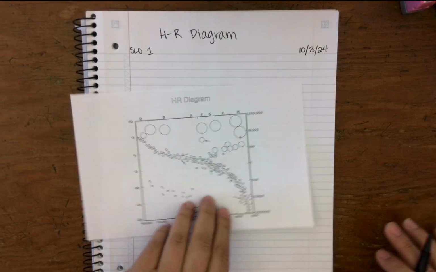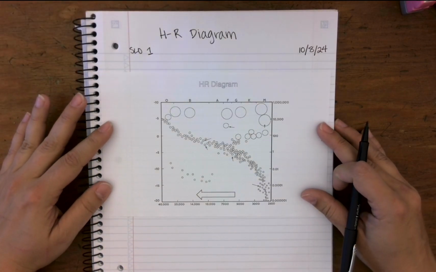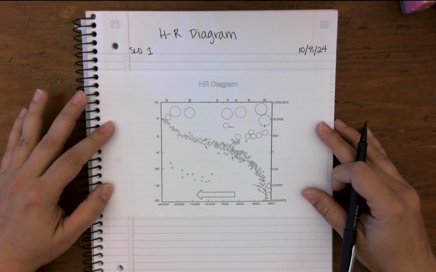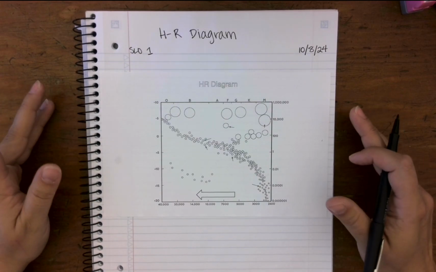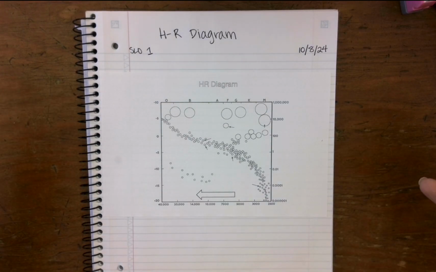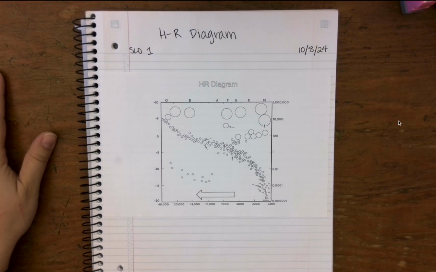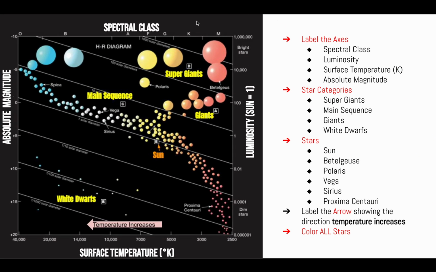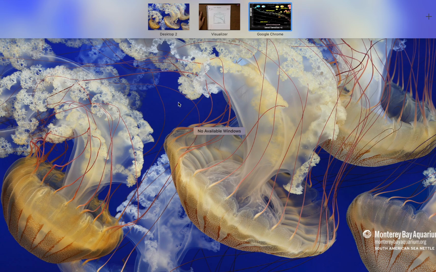So this HR diagram, this is all the stars we can see in the sky, and we're going to add color, and we're going to show how we classify them. I did that based on this picture here. This is linked in Google Classroom if you want to look at just this as we go along. But we're going to label all our axes. I'm going to show you some of those important stars and some categories of it, and then we're going to color them at the end.